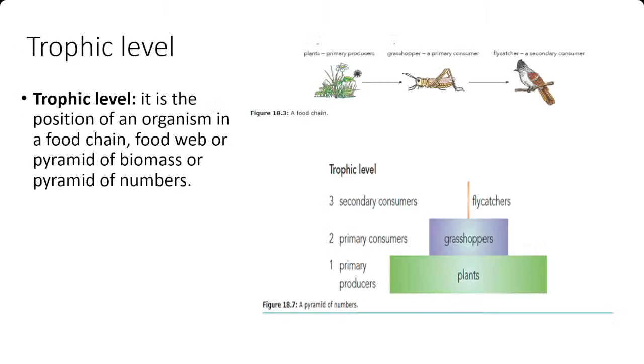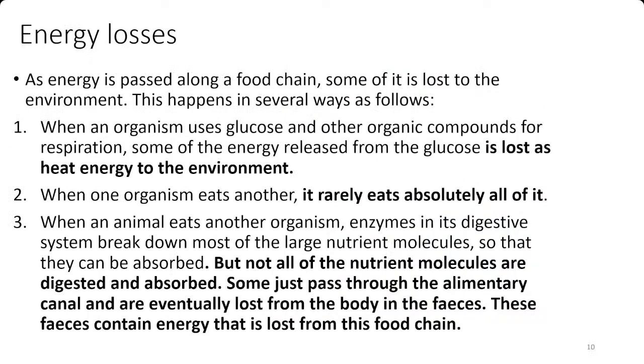Then trophic level, it's the position of an organism in a food chain, food web, or pyramid of biomass or numbers. So as you can see, producers are on trophic level 1, grasshoppers on trophic level 2, flycatchers on trophic level 3. So you start from the bottom and you go all the way up. Energy loss. Now this is what I was referring to. Why do we not have more than 5 trophic levels?